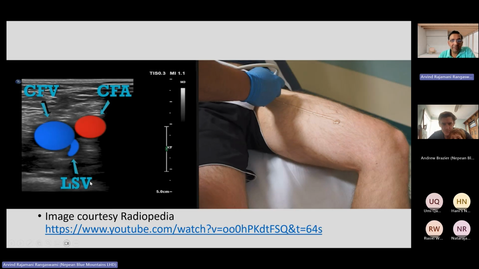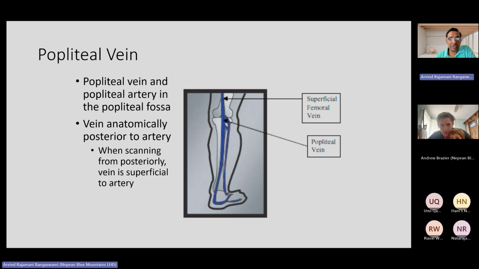Okay, so same thing here. You have the common femoral vein. The long saphenous vein is entering into it. This is the common femoral artery. A lot of the pictures that I've taken today are from Radiopaedia and from YouTube.